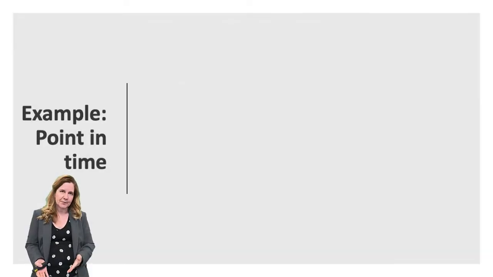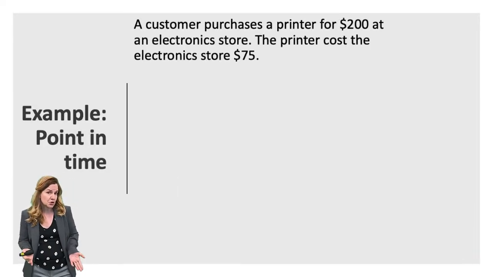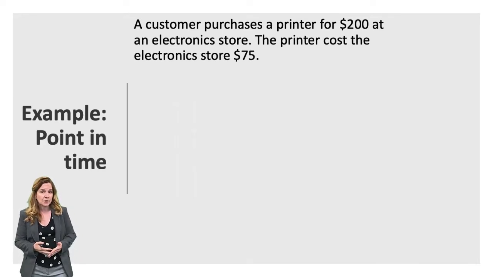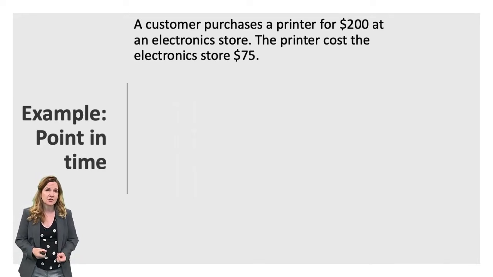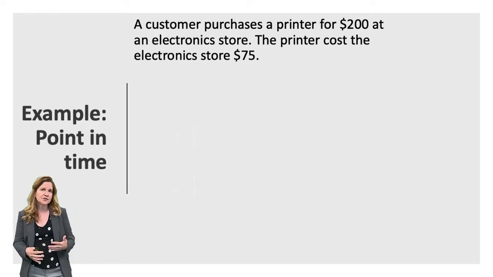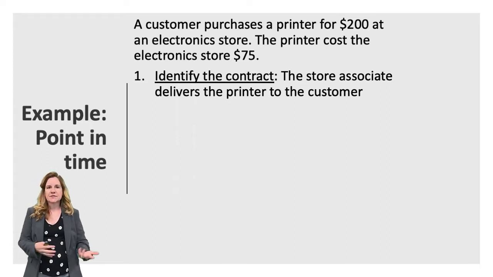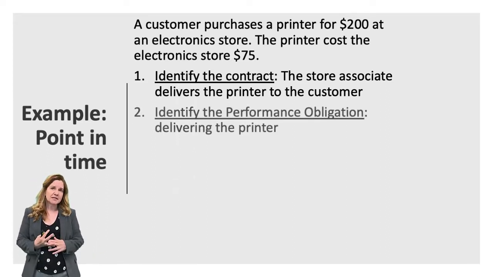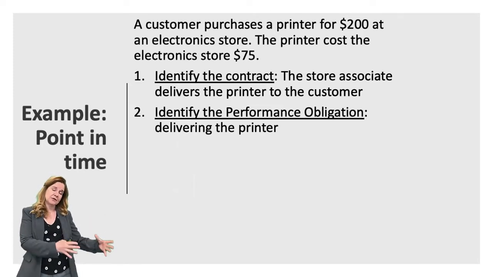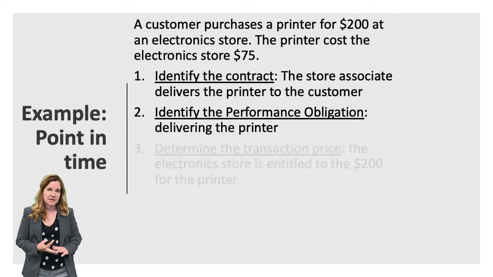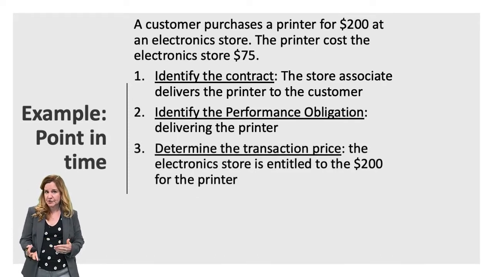So going over an example, a customer purchases a printer for $200 at an electronic store, and the printer cost the electronic store $75. Going over those 5 steps, identify the contract. So contracts can be implied. They don't necessarily have to be written. So when a customer comes into a store and purchases a printer off the shelf, then that is an implied contract. Step 2, identify the performance obligation. The seller is giving a printer to the customer. Step 3, determine the price. Well, the price of the printer is $200.